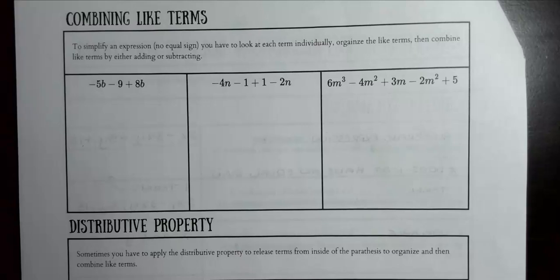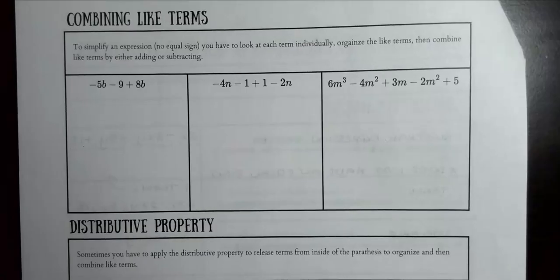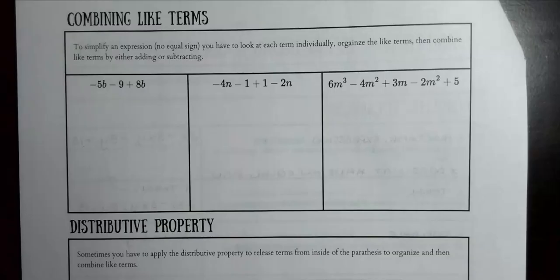Hello everybody, in this video we are going to continue working on our simplifying expressions and solving equations notes. But in this particular video we are going to focus on combining like terms. I'm going to read what it says on the top. To simplify an expression, remember an expression has no equal sign, you have to look at each term individually. Organize the like terms, then combine like terms by either addition or subtraction.